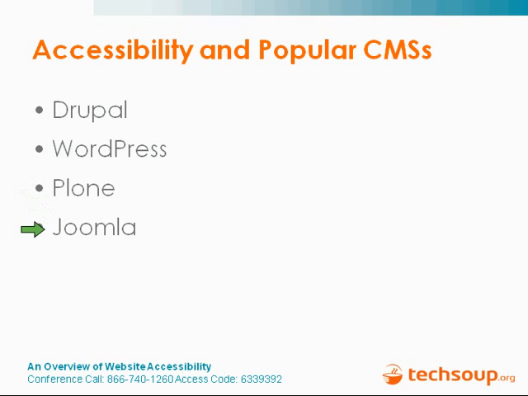Joomla seemed to be the weakest of the four that I looked at. They have an accessibility statement that you can see the URL for in the bibliography. Basically what they're saying is we're not accessible now, we're working on it. So at this point, they're not scoring a lot of accessibility points.